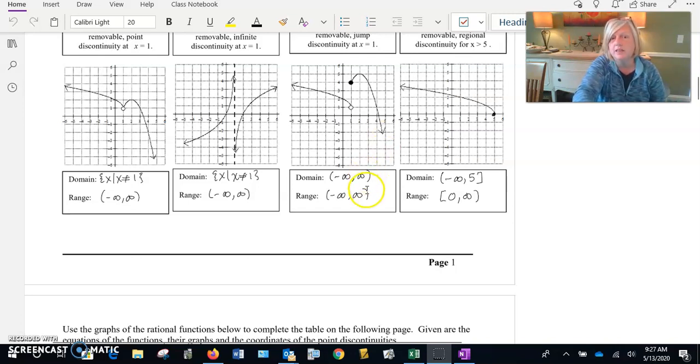So there are times where your domain will clearly show that you have a discontinuity. If there is a restriction, there is a discontinuity. But sometimes you can have a domain that includes all real numbers, yet you still have a discontinuity. So all restrictions are discontinuities, but there are discontinuities that are not actually restrictions on the functions. This would be an example from a piecewise function, and of course, this is an example from a square root.